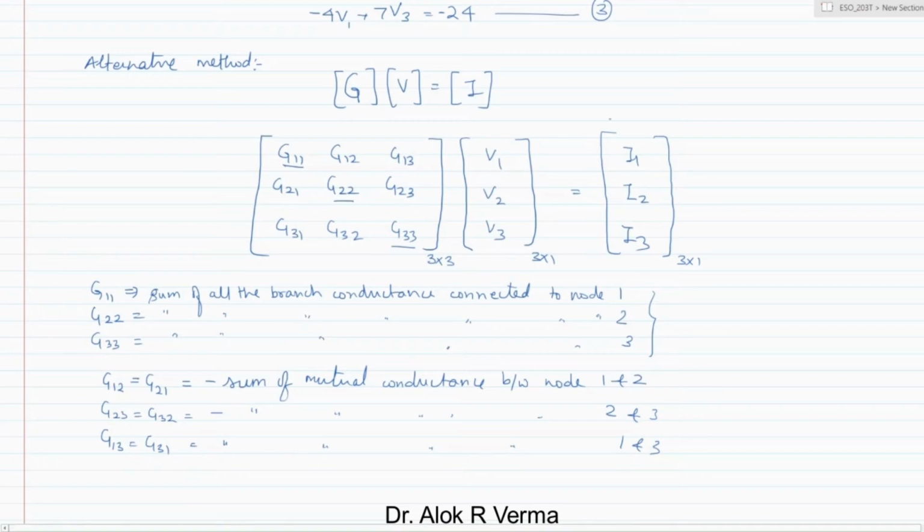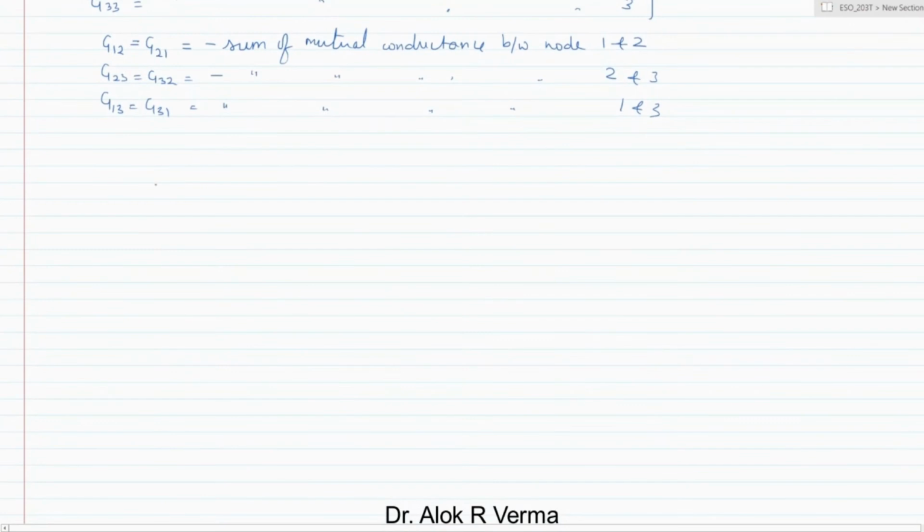So now using this, can we write the equations in our case? What is G11? Try to find out the term G11. At node 1, the total conductance is nothing but G1 plus G3, the sum of total conductance connected to node 1. So this is 1 by 1 plus 1 by 3, which is 4 by 3.